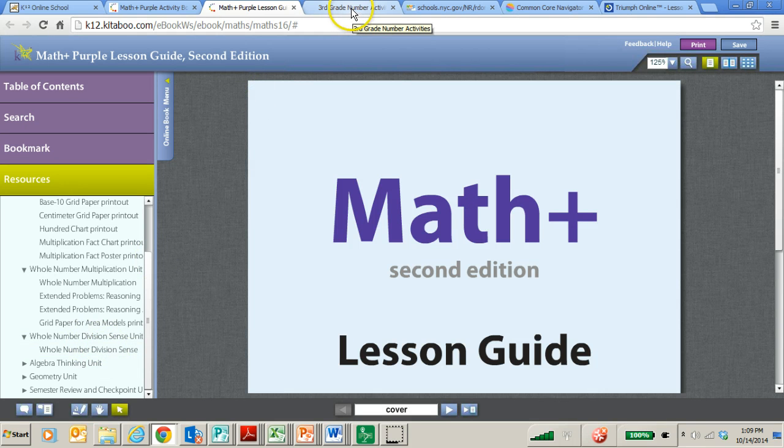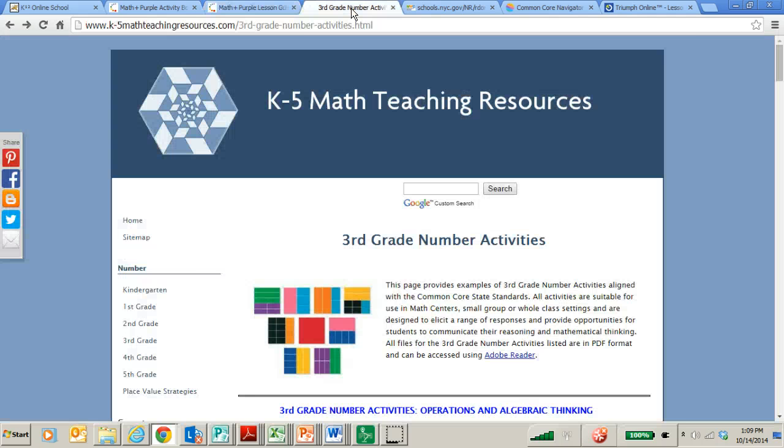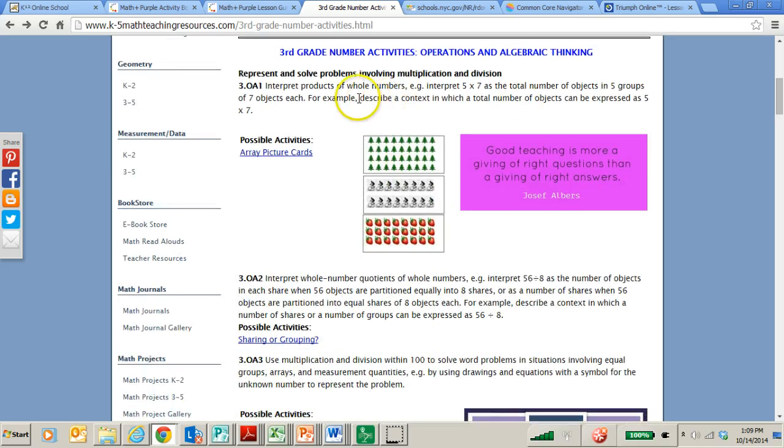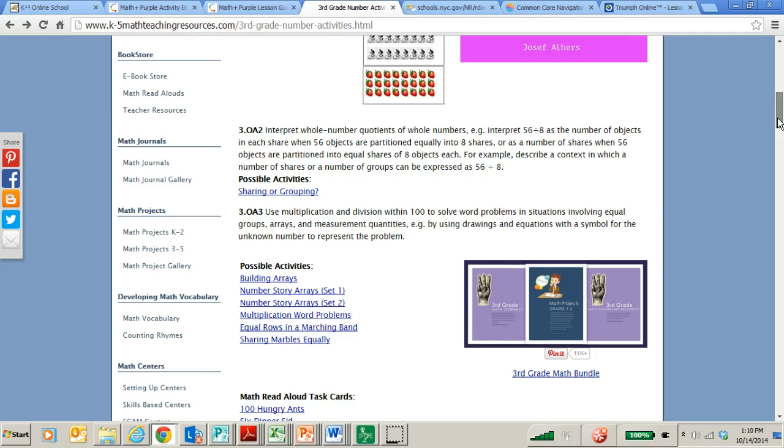Now, in addition to the OLS, we do have lots of other online opportunities and resources to share with you. One of my favorites is this K-5 Math Teaching Resources. And when you go to this 3rd grade page, you will see all of the standards, and you will also see how they talk about multiplication, they talk about division, but then they also have lots of activities on standards that relate multiplication and division. Like I said, these 2 concepts and operations need to be kind of integrated together so that students understand their relationship.